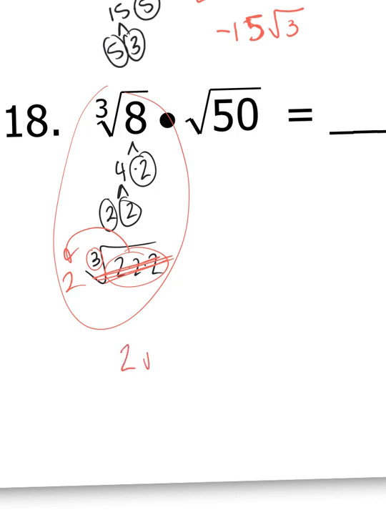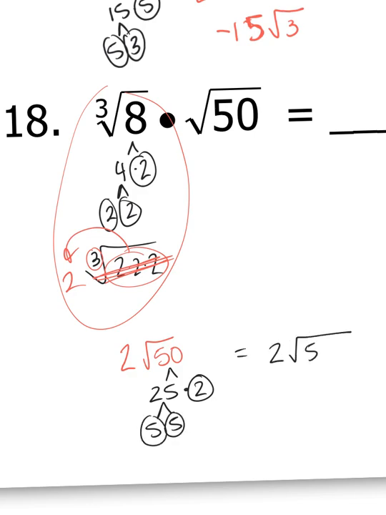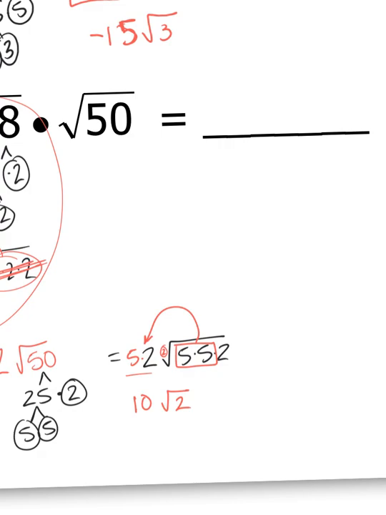Now I have to multiply that by the square root of 50. So it looks like my answer is going to be something like that. However, I think I could break down 50. 50 is the same as 25 times 2, and 25 is the same as 5 times 5. So I could rewrite this problem as 2 times the square root of 5 times 5 times 2. This is a square root because there's no index, so I assume it is a 2. That means I'm looking for groups of 2. Since I have a pair of 5s, the square root of 5 squared is 5. On the outside, I now have a 10. On the inside, I have a leftover 2. So my answer for number 18 is 10 root 2.